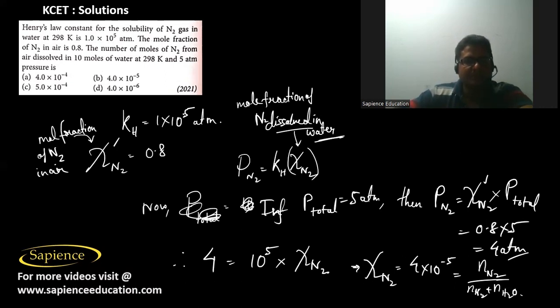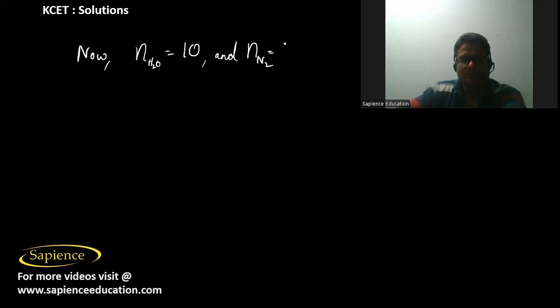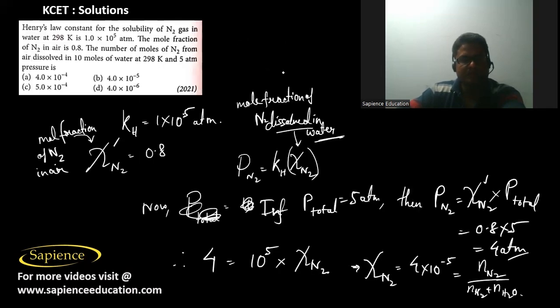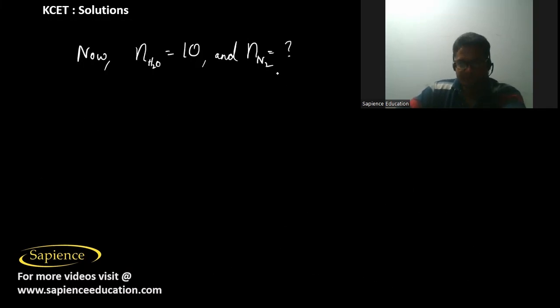Now here, the number of moles of N2 from air dissolved in 10 moles of water. It is given that the number of moles of water is 10, and the number of moles of N2 dissolved in water is what we have to find out. Therefore, let the number of moles of N2 be n, suppose.